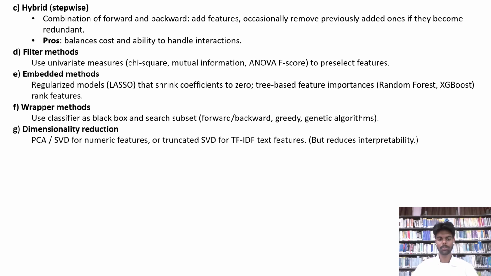So this was the explanation of the solution of the first internal of data science using Python.